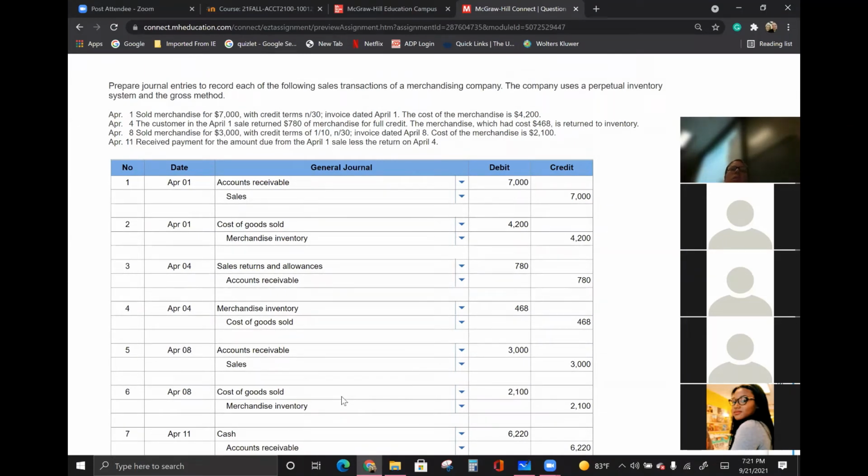On April 8th, we sold $3,000 and their terms were 1% 10. Let's say we get payment for that too within 10 days. So let's just say what that entry would be. If they have $3,000, they get 1% discount. The discount's $30. So I'm not going to receive the whole 3,000, right? I'm going to receive $2,970. So my cash coming in would be $2,970.